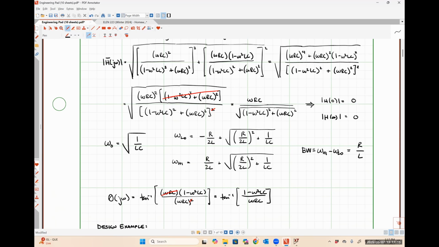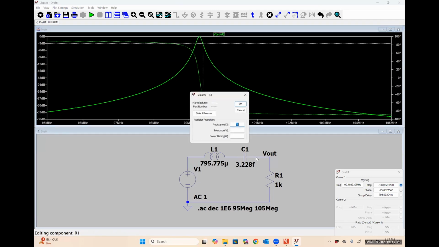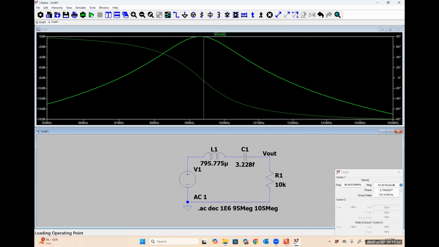So let's just throw in, instead of a 1K resistor, a 10K resistor. I would expect this to get 10 times as wide. Rerun our simulation. And yeah, it just broadened everything out.